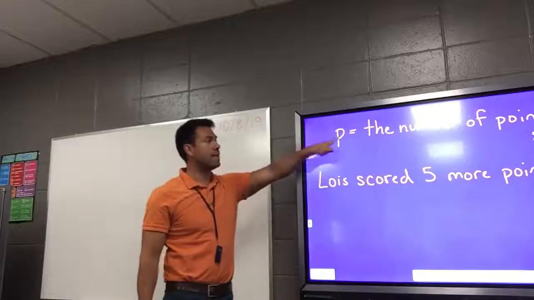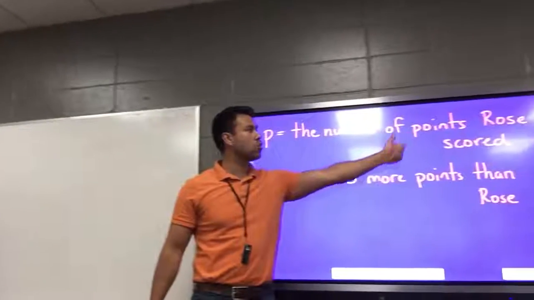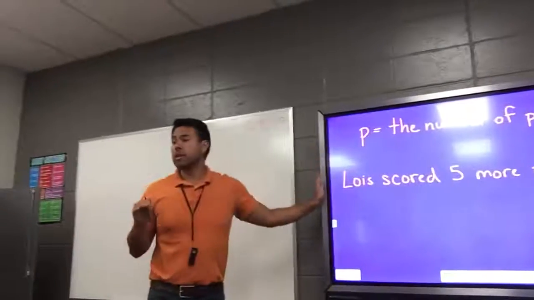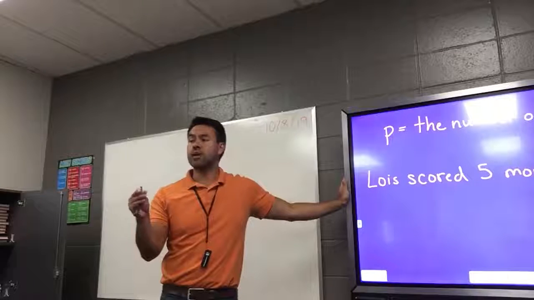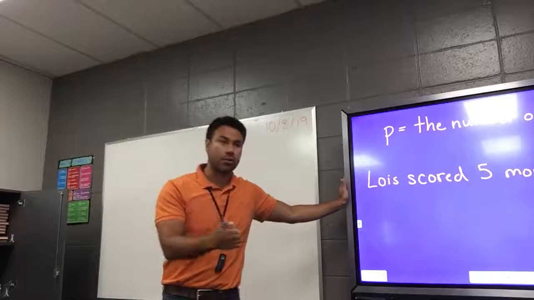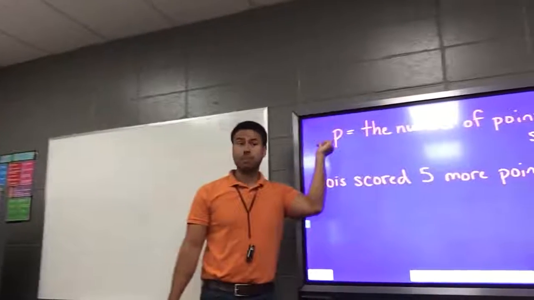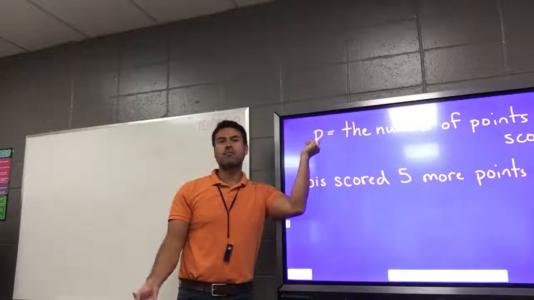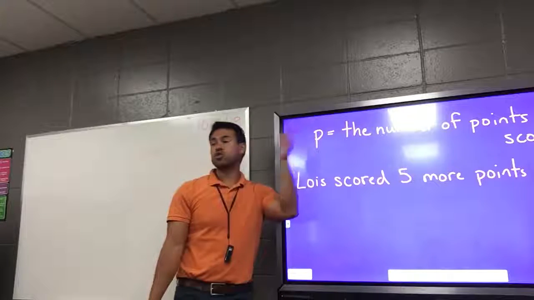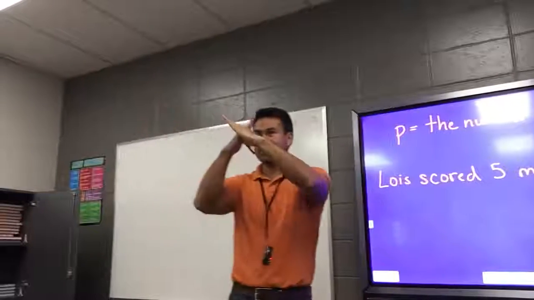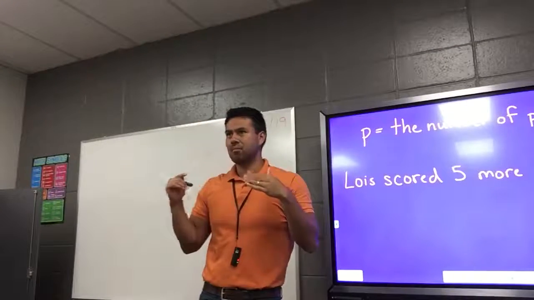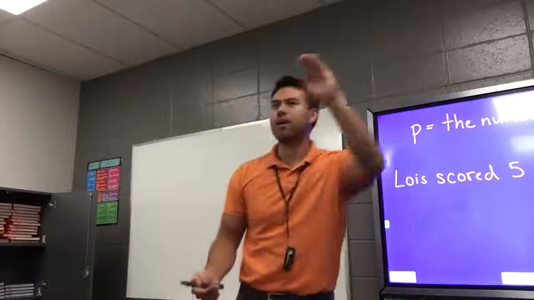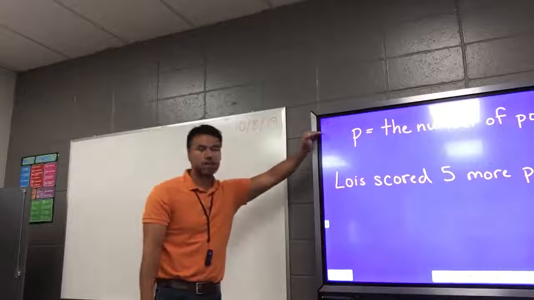Write P equals the number of points Rose scored. When you are working with word problems, you have to what we call define your variable. That means you can a lot of times pick your variable, but you just got to tell people what the variable means. So if the variable is your score on a math test, and I say X, and you're like, what does X stand for? I'm like, it stands for X, come on. You got to tell me X stands for your score on a math test. You have to be clear. That's what we're saying right here.